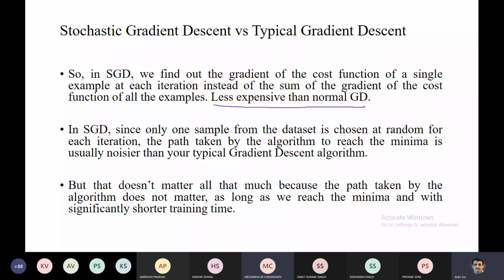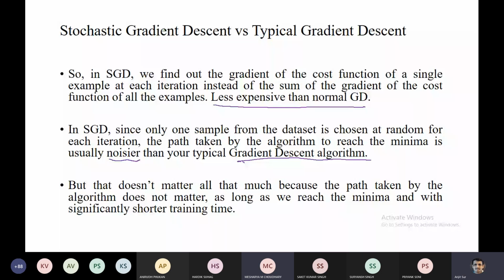Why noisier? Because the question is how well the single sample you are taking represents the total distribution. If it represents it well, this is good. If it does not represent it well, then definitely, being a single sample, it is noisier than typical gradient descent. But it doesn't matter, because the path taken by the algorithm doesn't matter as long as we reach the minima, and with a significant saving in training time.